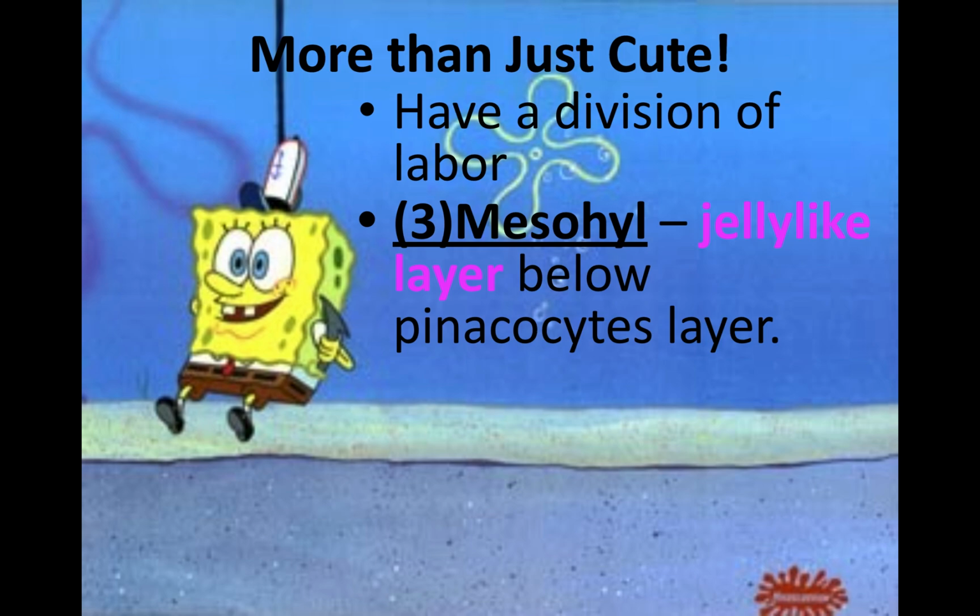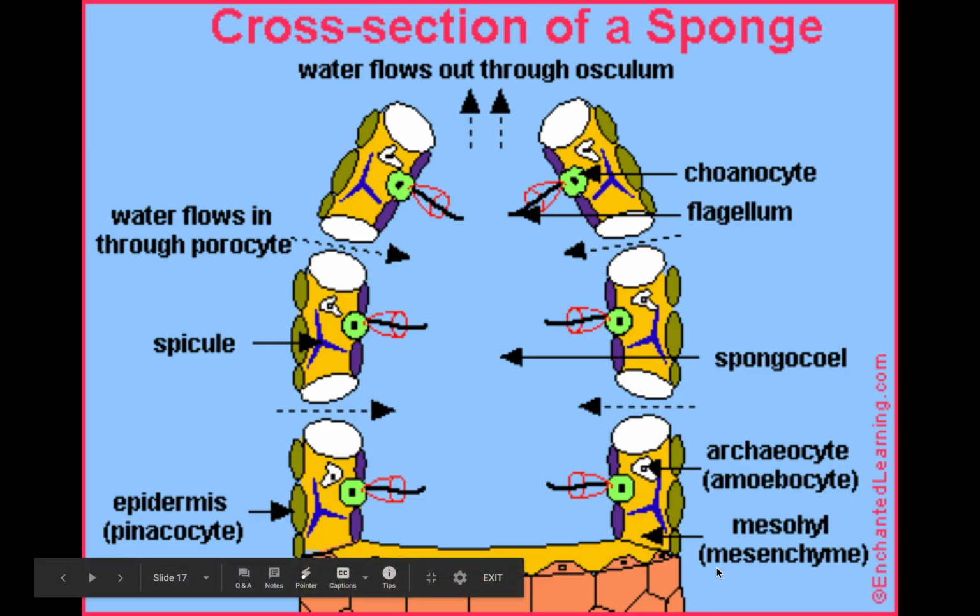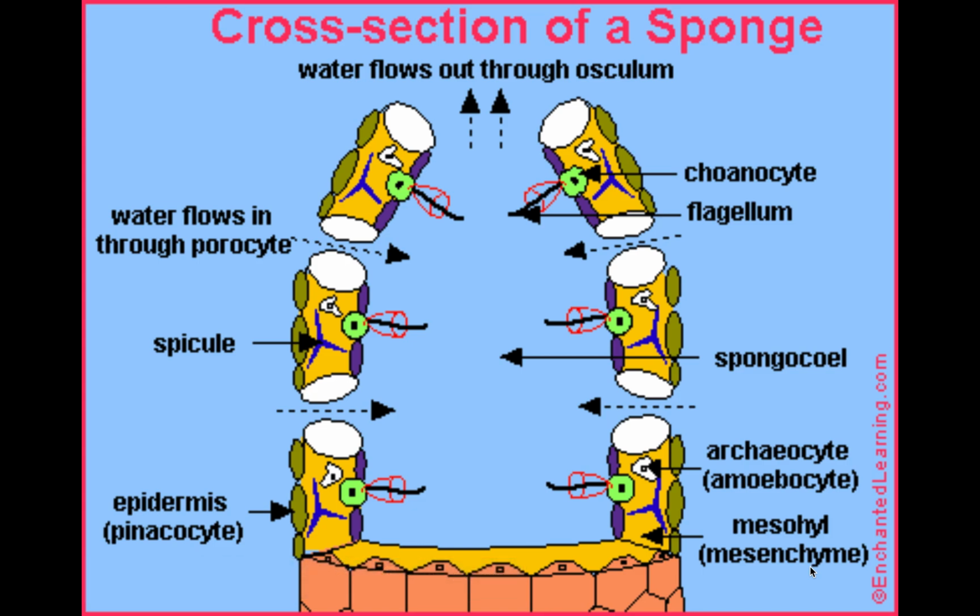Let me show you what the mesohyl looks like. Here we go. So the mesohyl, or sometimes it's called mesenchyme, is the dark yellow. You can see lots of different cells sitting in it. The pinacocytes sit atop it here on the outer edge. Okay? So this is just the gel-like stuff. All right, moving on.